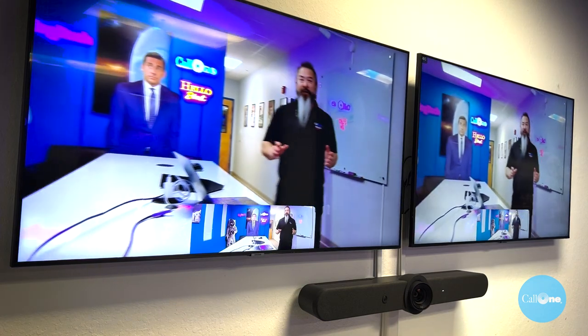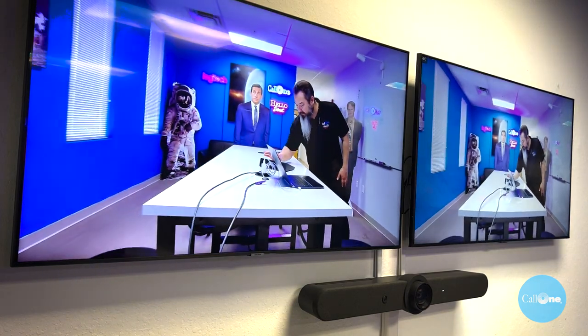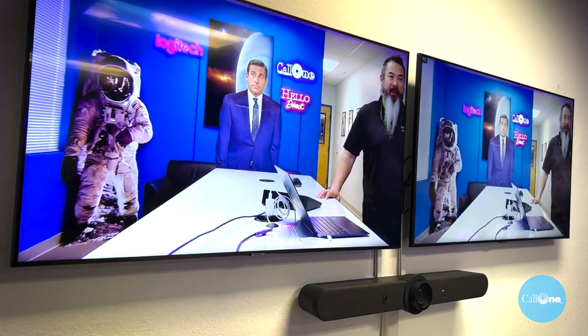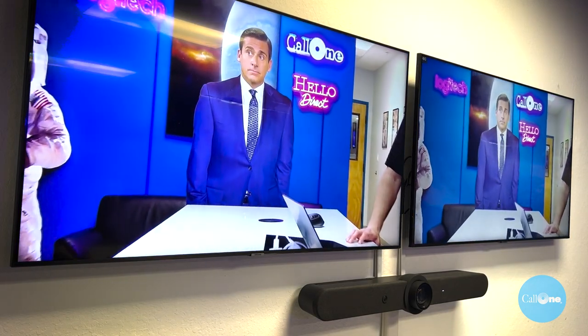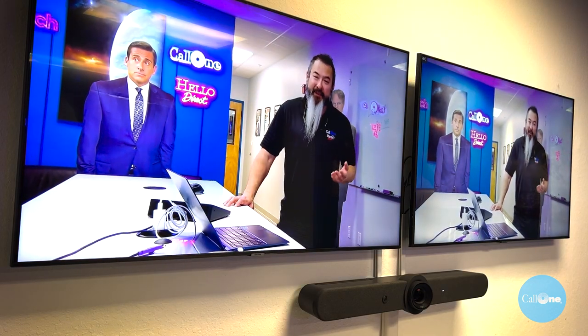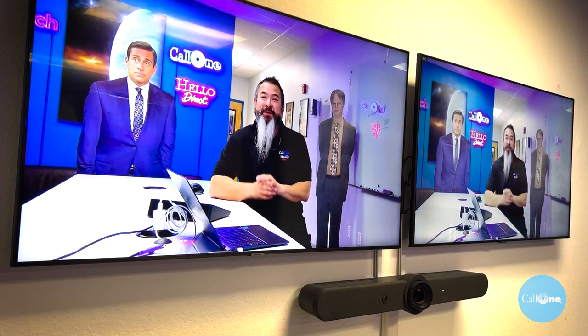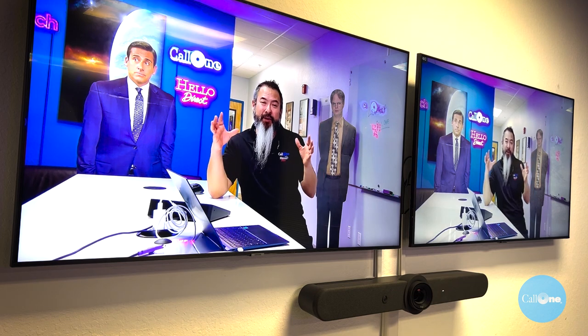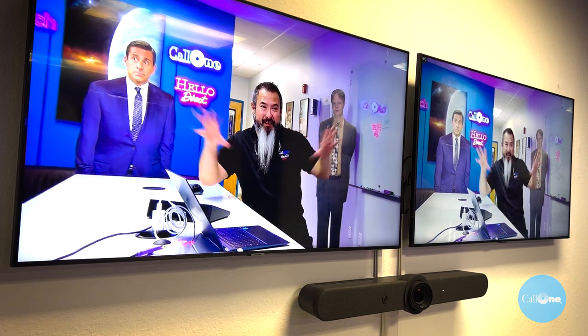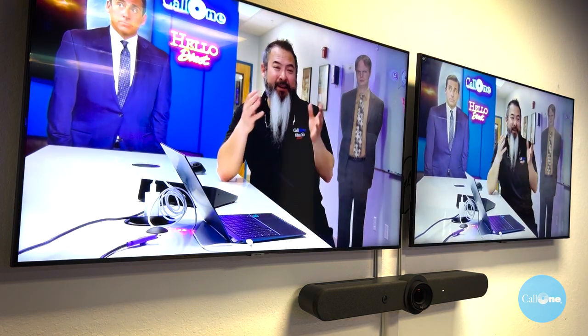All right, so now we're going to put it into auto framing. In here, there are two different modes of auto framing: multi-focus framing and just straight up auto framing. In auto framing, it's going to identify all the people in the space, and the Rally Bar is going to do its best to put us all in the most ideal space in the picture. And so there you go, it's done that.